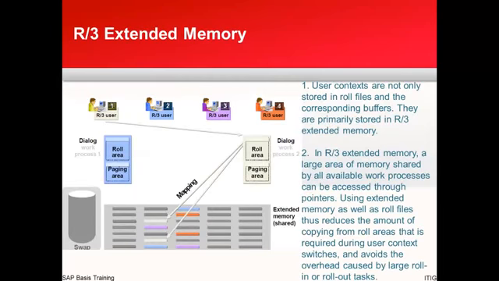Okay, next is the extended memory. User contexts are not only stored in role files and the corresponding buffers, they are primarily stored in R3 extended memory. In R3 extended memory, a large area of memory shared by all available work processes can be accessed through pointers. Using extended memory as well as role files reduces the amount of copying from the role area that is required during user context switches and avoids the overhead caused by large roll-in or rollout. And if you see there is a lot of rollout, roll-in, a lot of swapping or paging taking place, that means your system is running short of memory and you need to feed in more memory.